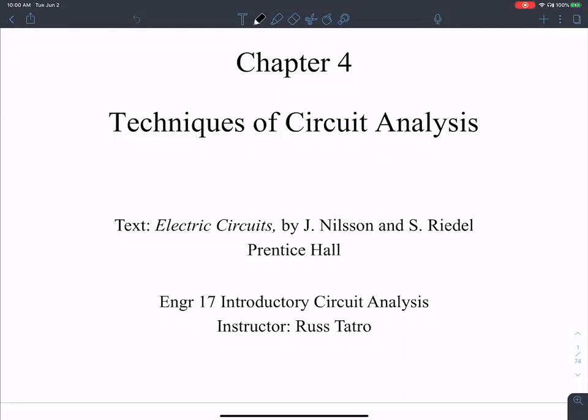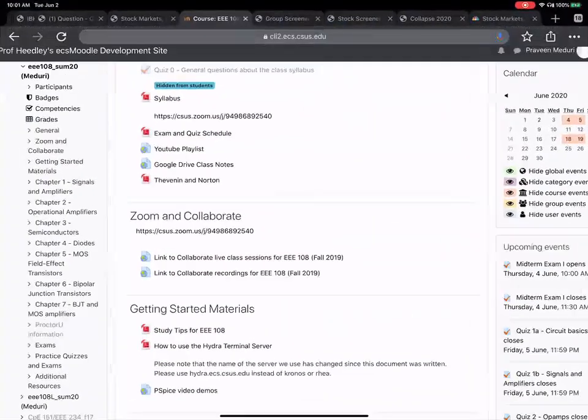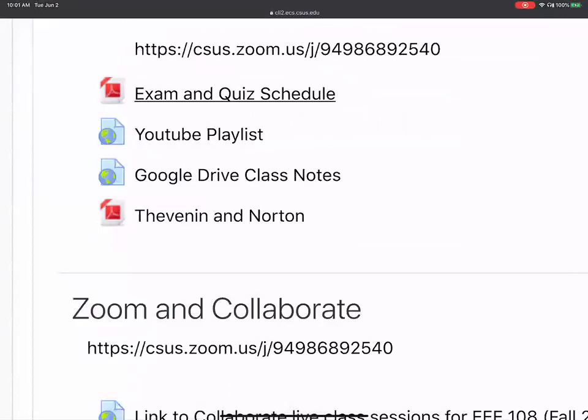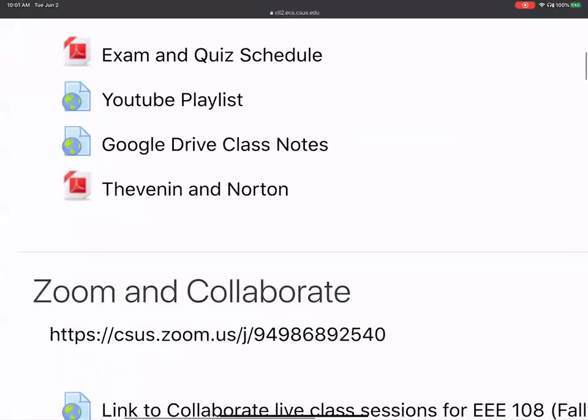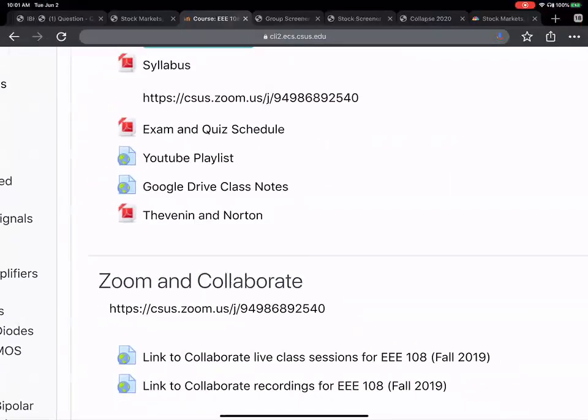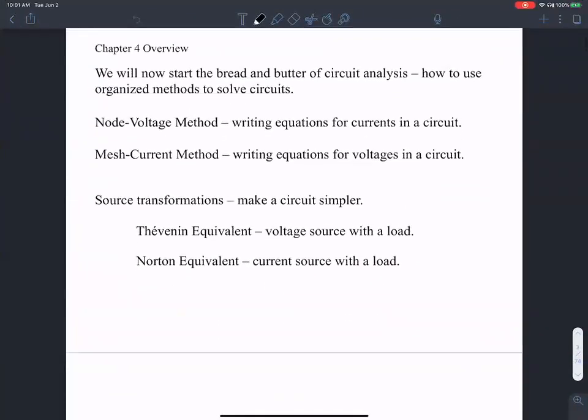Now, let's see. Some of you have been asking for just an example on Thevenin and Norton equivalent. So what I did was to go ahead and post some notes on the 108 section. Let me make sure. Yes, 108 section on Thevenin and Norton. I'm also going to show you one example of doing Thevenin and Norton equivalent circuits.